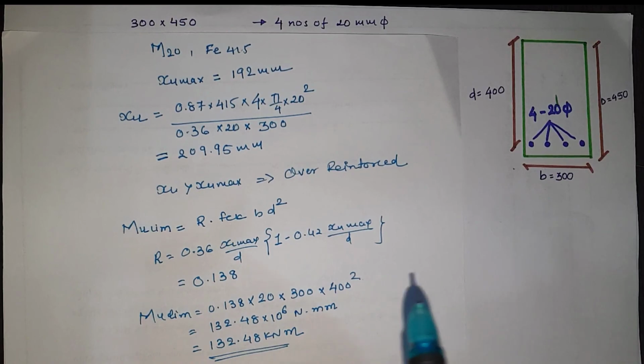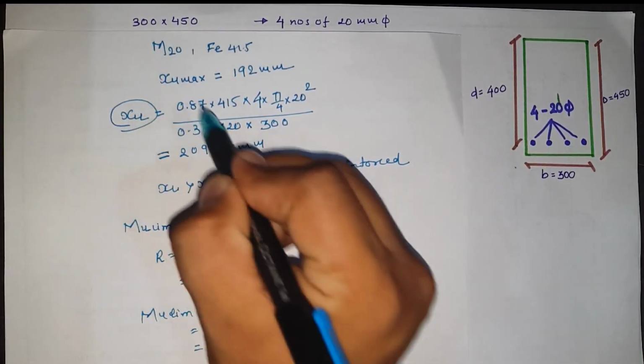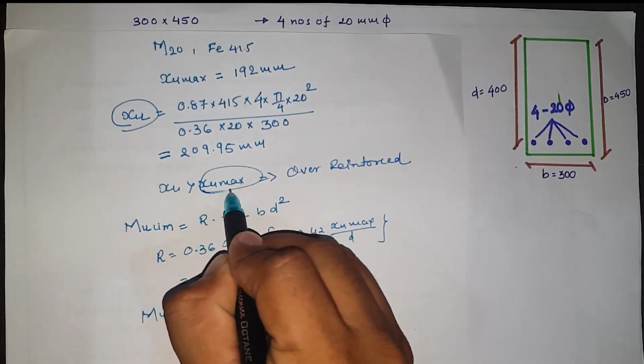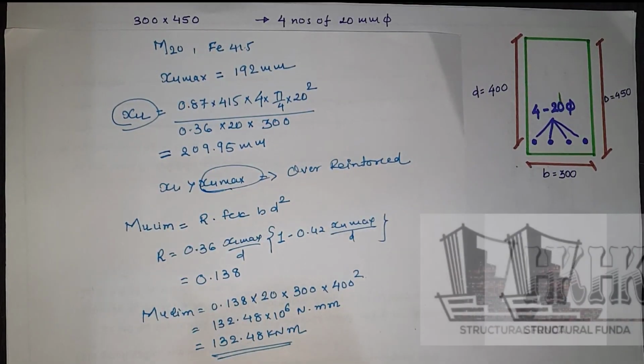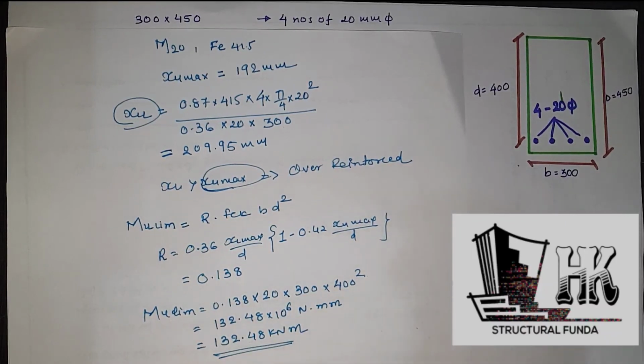Thus the moment of resistance is calculated with respect to xu as well as xu max, and we use two equations: Mu limiting as well as Mu from Annex G 1.1.